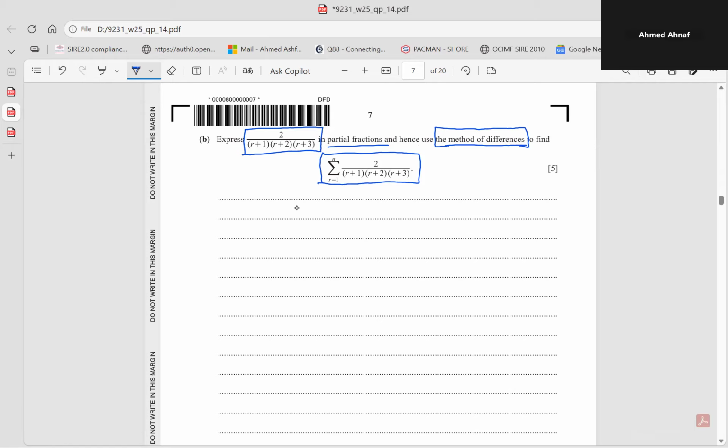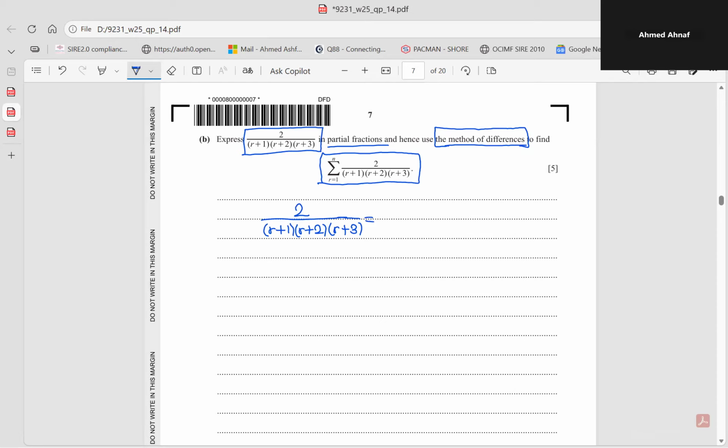So let's set up our partial fractions. I'm not going to elaborate much on this because further math students are supposed to have a good foundation, but I will give a brief explanation. Since the numerator is a constant and the bottom is clearly a cubic expression, it's a proper fraction. So you don't have to do any division or anything. You can just straight away set up your partial fractions.